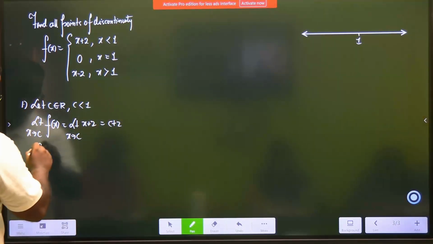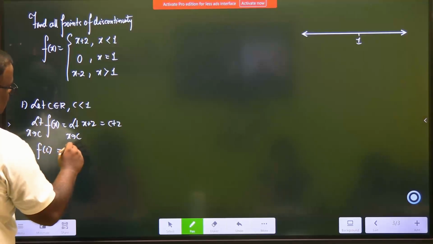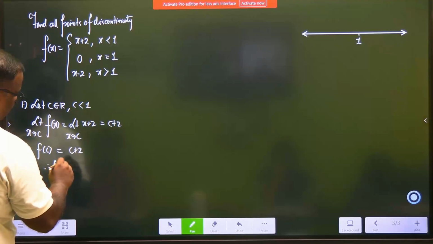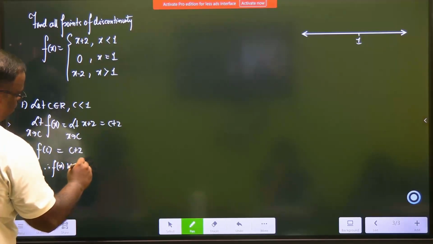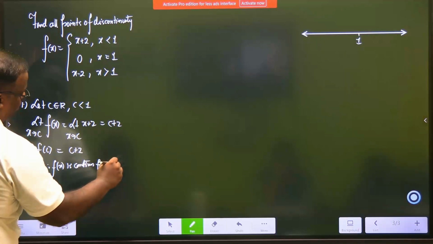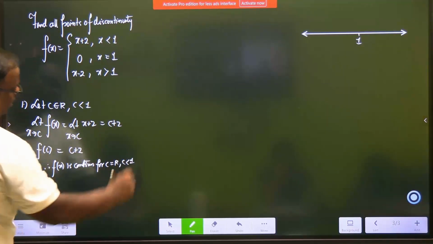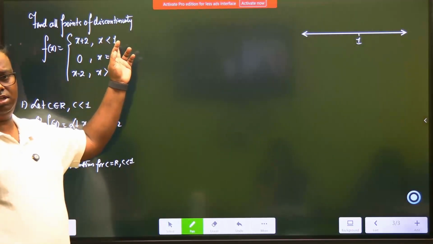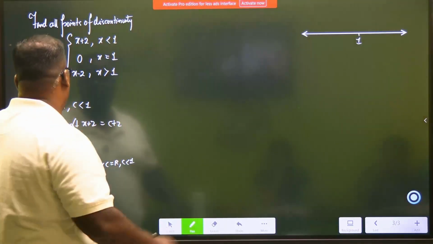What is the value of f of c? We say it is c plus 2. Therefore, f(x) is continuous for c belonging to R, c less than 1. This zone, it is continuous. So on the first part, do you have any discontinuity point? No, there is no discontinuity point.